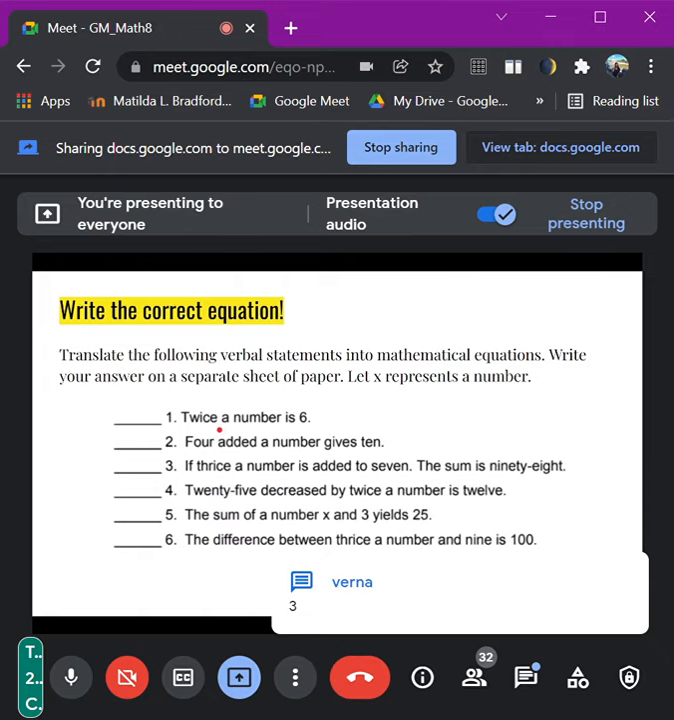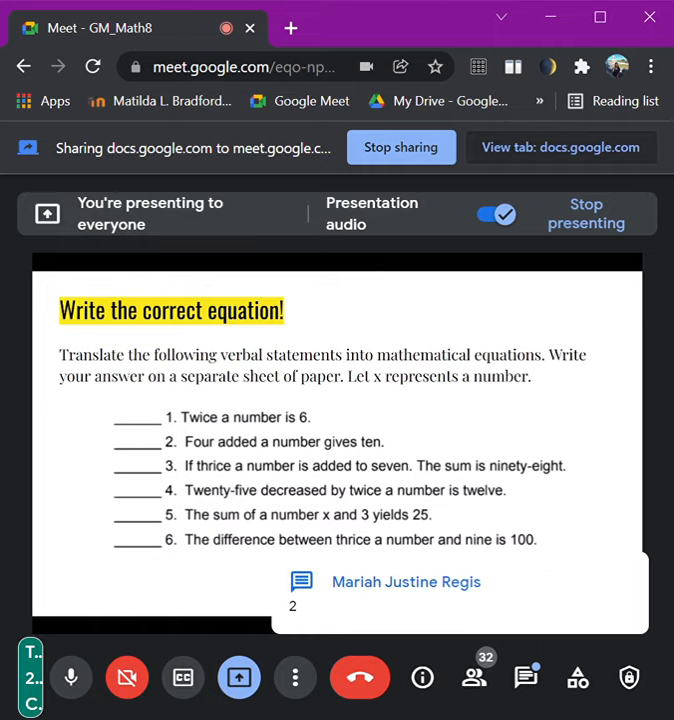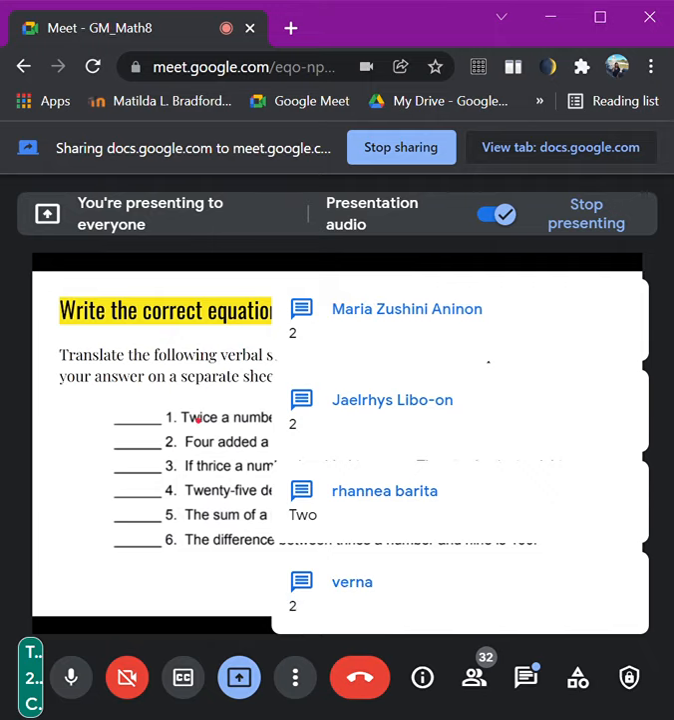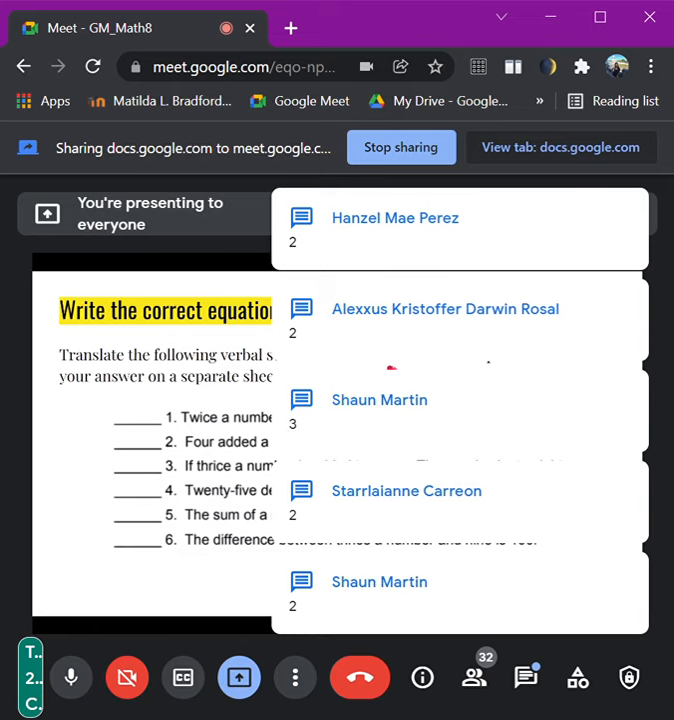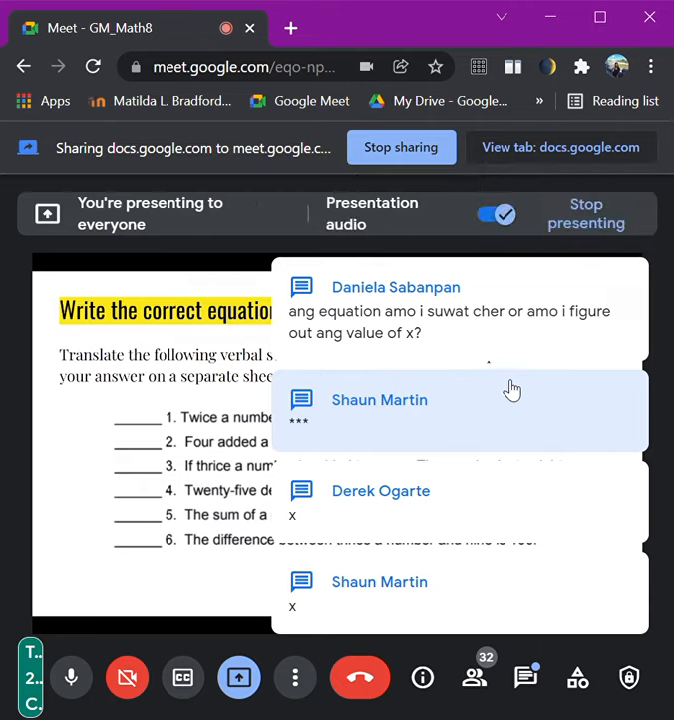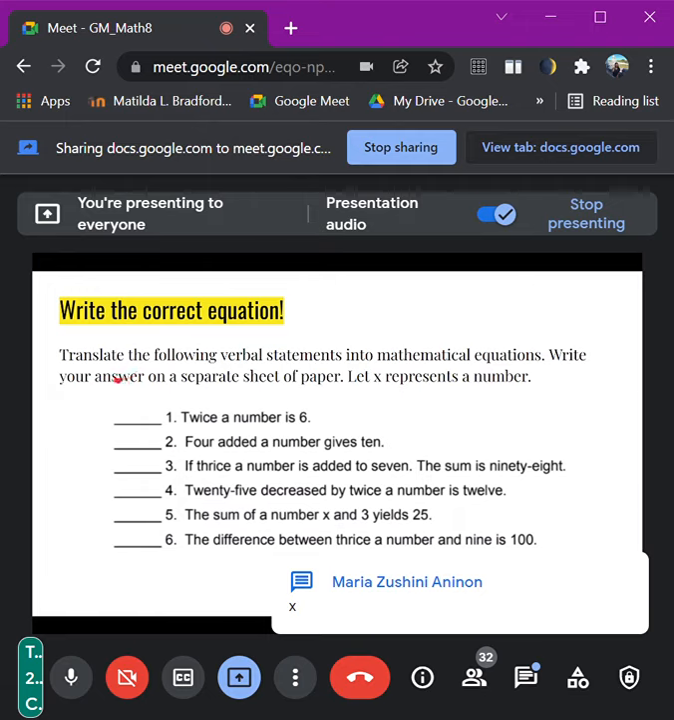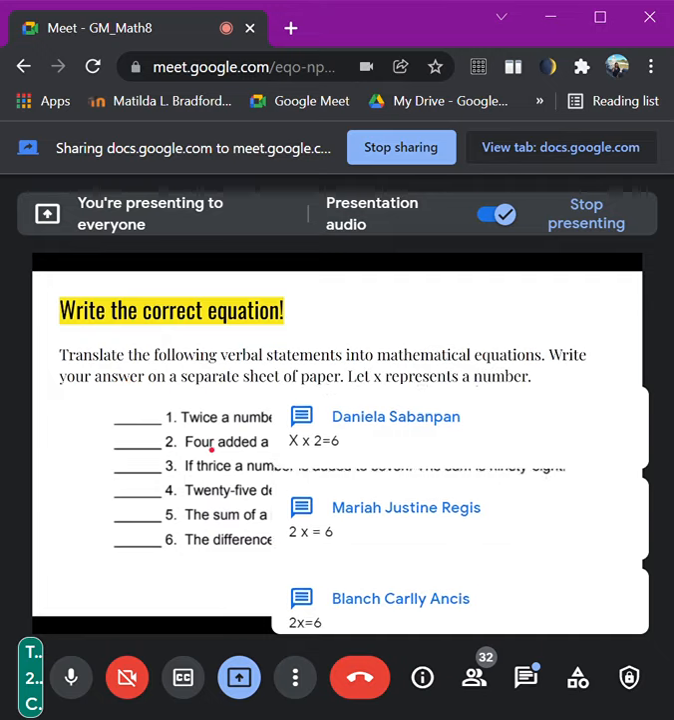Okay. So, what is twice, class? From the word twice, if we change it into a number, what is twice? Okay, you have there 2. Very good. And then, twice a number. What is our a number, class? Are we going to write the equation or figure out the value? No. You just write the equation. It's only a translation. You're not going to get the answer. You just translate.